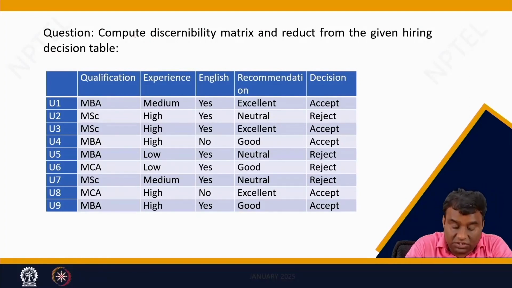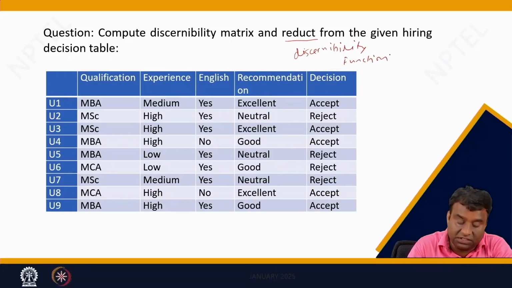Now try to understand one more question. The question is: compute the discernibility matrix and reduct from the given hiring decision table. Whenever we are going to find the reduct, we need to find the discernibility functions. So this is the decision table. There are 9 objects: U1, U2, U3, U4, U5, U6, U7, U8, U9. Qualifications MBA, you can write it Q, and English like E, and recommendation is R.